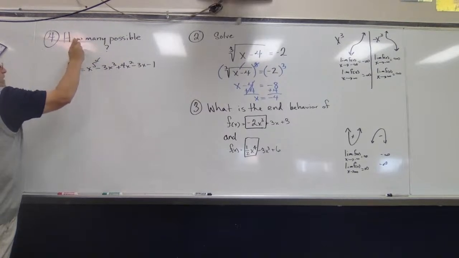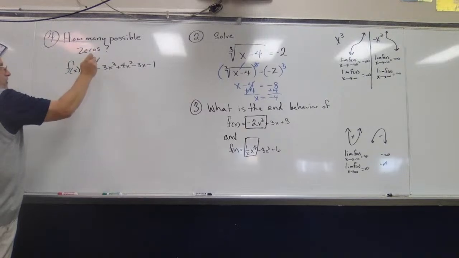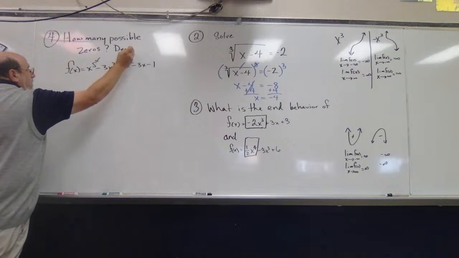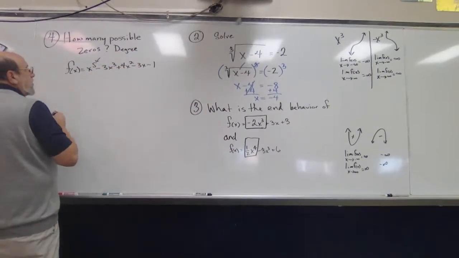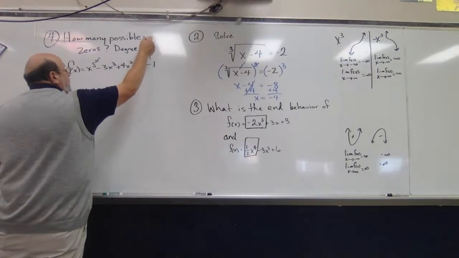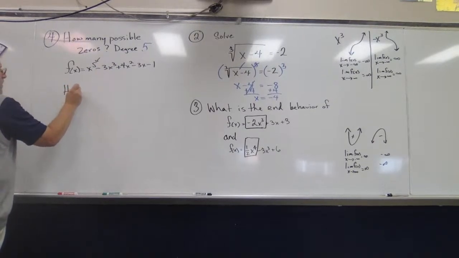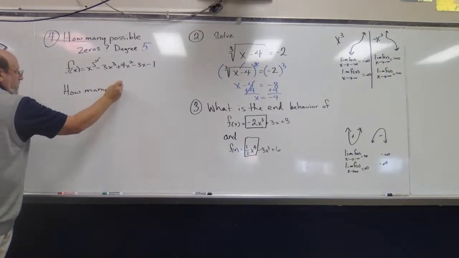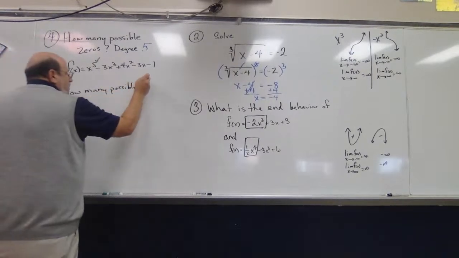I'm going to add another one. Wait, so how would I find turns? Zeros is 5, right? The degree is 5. Okay. So that answer is 5. I'm going to add one in there. So we'll have 8 questions. But how many, this is the one that Thomas was answering. How many possible turns?